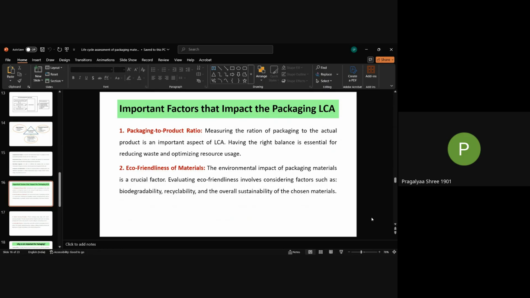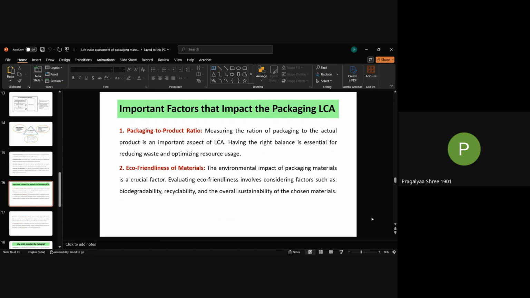Packaging to product ratio. So we have to measure the ratio of packaging to the actual product, which is an important aspect of LCA. So for example, when you use a 100 ml bottle, you should not fill it with 20 ml. You have to use the full potential in this case, okay. So measuring the ratio of the packaging to the actual product is an important aspect of life cycle assessment. Having the right balance is essential for reducing the waste and also optimizing the resources.